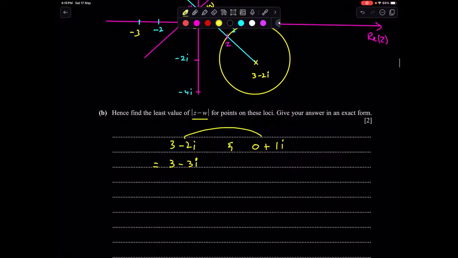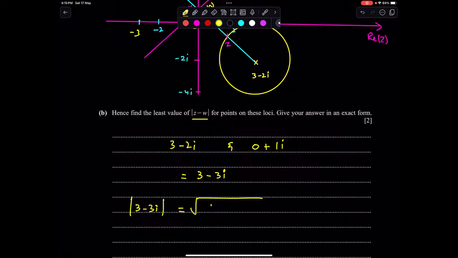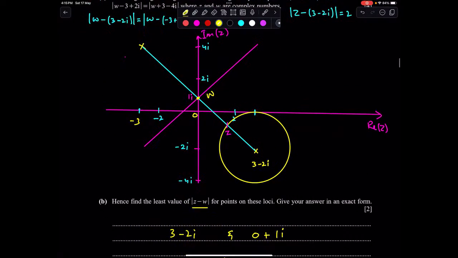I subtracted these two. Now take the modulus of this complex number, because I need the length of this complex number. So 9 plus 9, which is under root 18, so 3 root 2. So this total length, this length is 3 root 2.